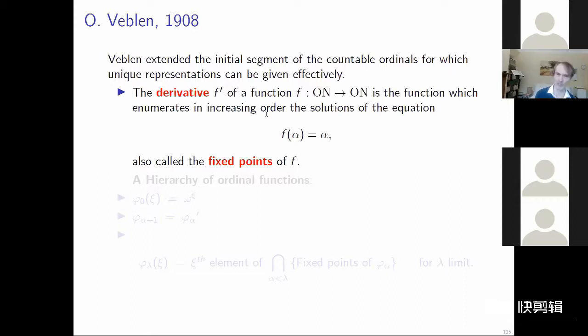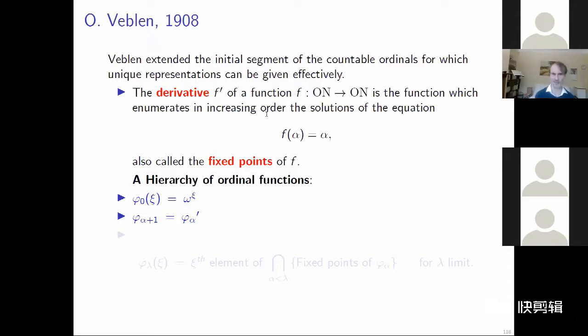Not every such function gives rise to another function f prime from ordinals to ordinals. They have to be normal functions. But anyway, with the help of this operation, he defined a hierarchy of ordinal functions. Phi 0 is the first function in this hierarchy, and it's just the function that takes an ordinal psi to omega to the psi. And in the hierarchy, going from phi alpha to phi alpha plus 1 means taking the derivative.